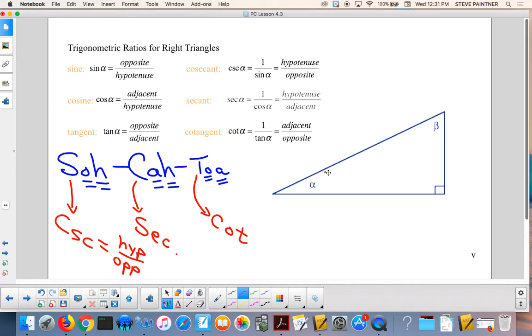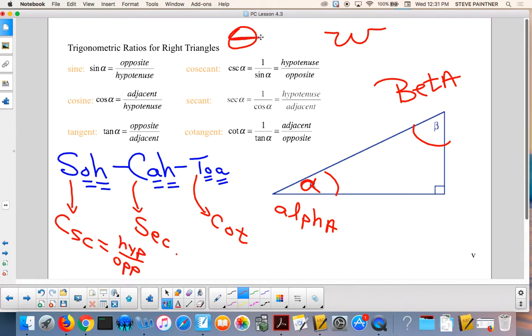What's that funny letter? Theta, someone said. Oh, theta. Okay, sorry. No, this is the Greek letter alpha. This one is theta. This funny letter is beta. And this one is omega. And this is theta. So these are the Greek letters they use a lot, just so you know.